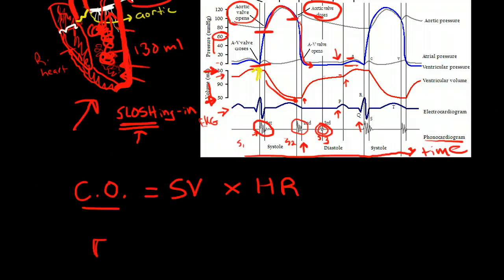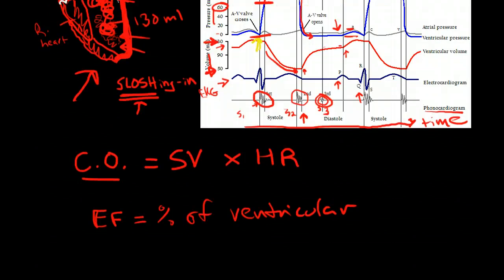So let's talk about the ejection fraction for a minute. The ejection fraction is the percentage of ventricular volume that is ejected into the aorta. Normally it's around 60%. So we will always have about 40% remaining in the ventricle at diastole, even with someone healthy.